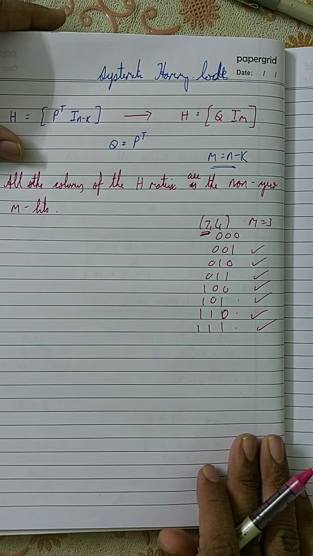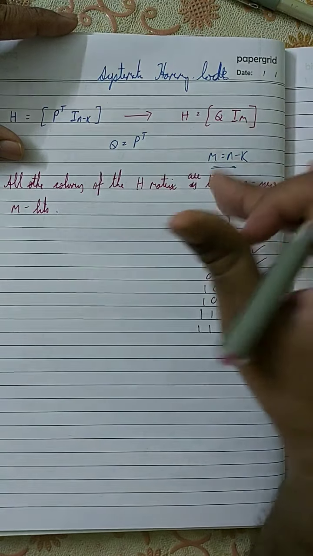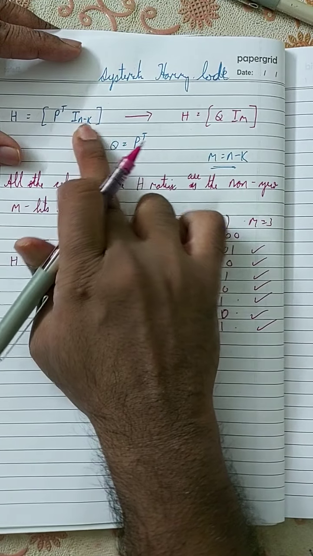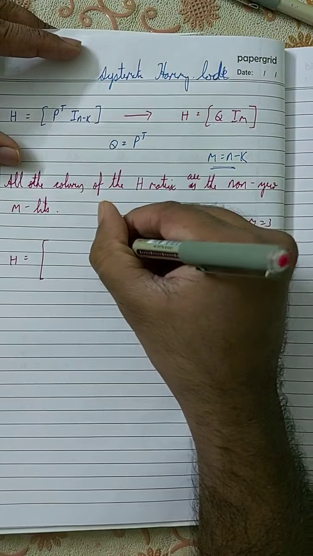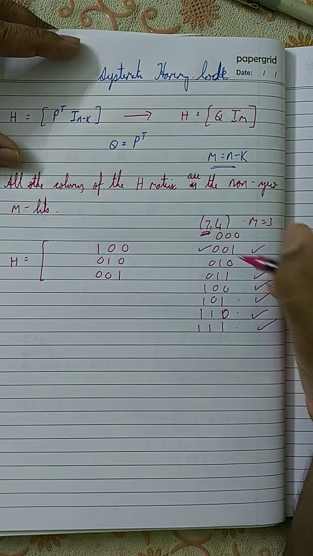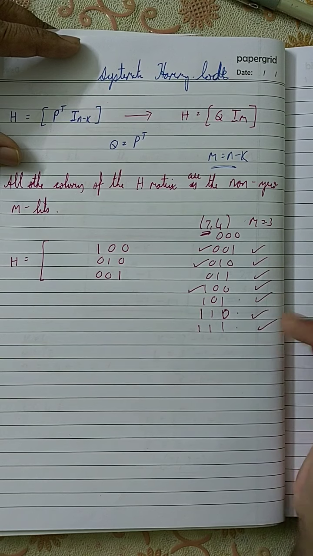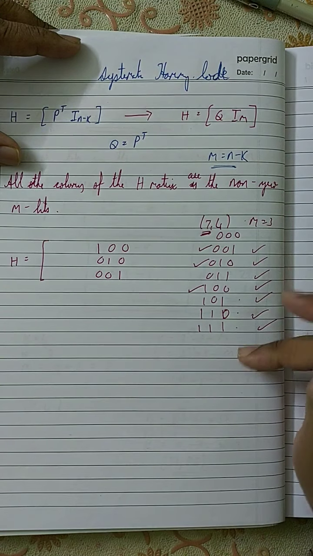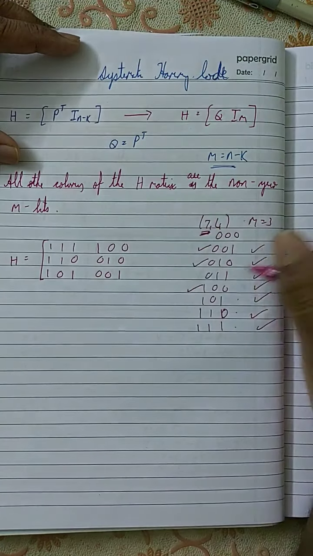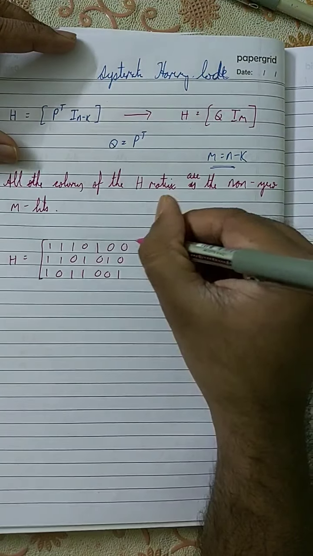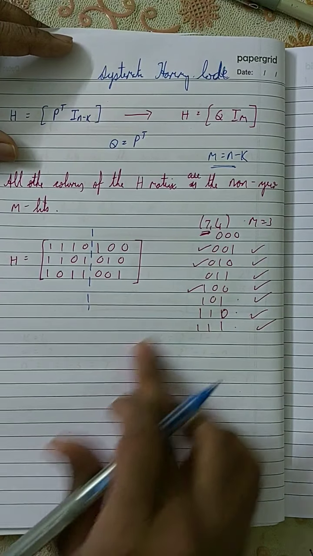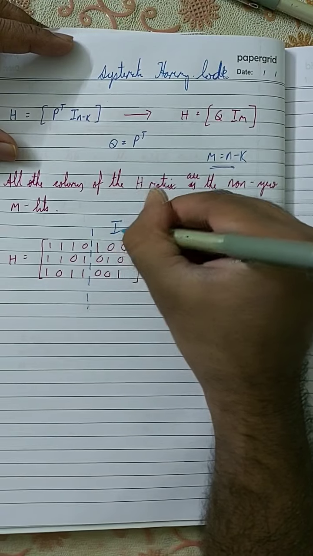In other words, if you want to define the H matrix, one example will look like this. We all know that the last three columns will be an identity matrix, so I will write 1 0 0, 0 1 0, 0 0 1. The other part will be the remaining M bits. Let's start with 1 1 1, then 1 1 0, then 1 0 1, and 0 1 1. So this is one example of an H matrix. If you look carefully, I can divide this into two parts, and this part is what you call I M.